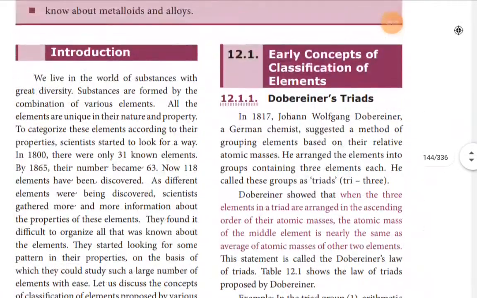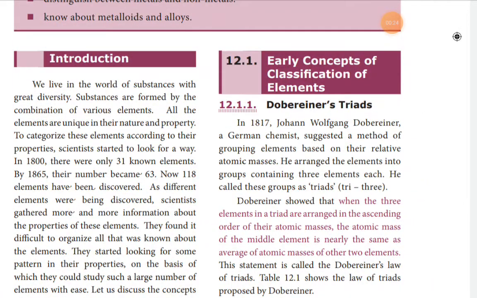The first one, Dobereiner's triads. Dobereiner classified the elements in the ascending order of atomic mass, three elements in a group. So that's why it is called Dobereiner's triads.